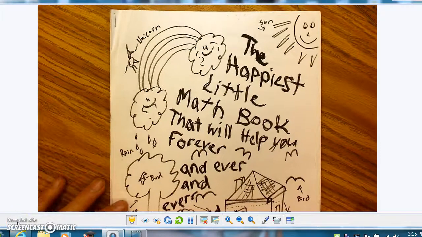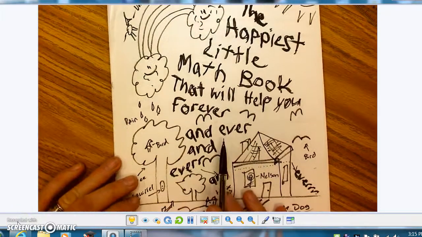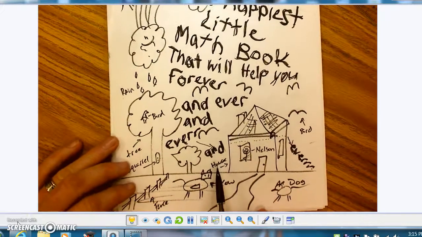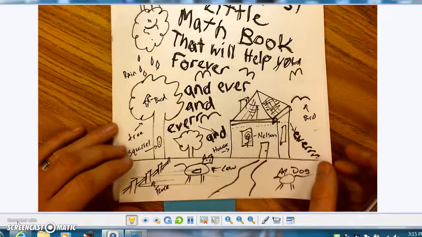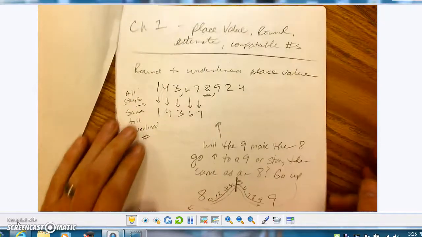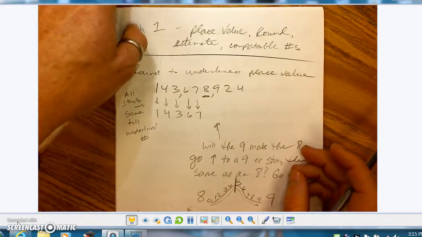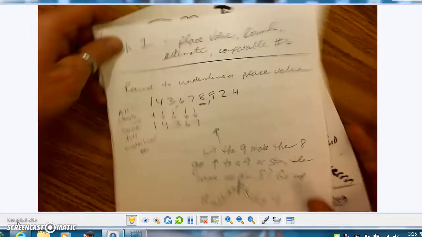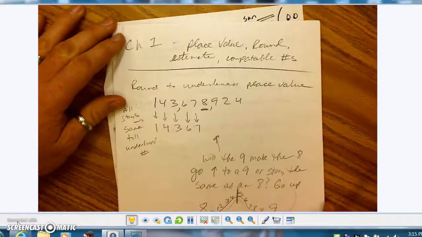Alright, here we are, the happiest little math book that will help you forever and ever and ever. You get the idea. Here we go. I basically split up our math book into chapters and then made a little quick guide.